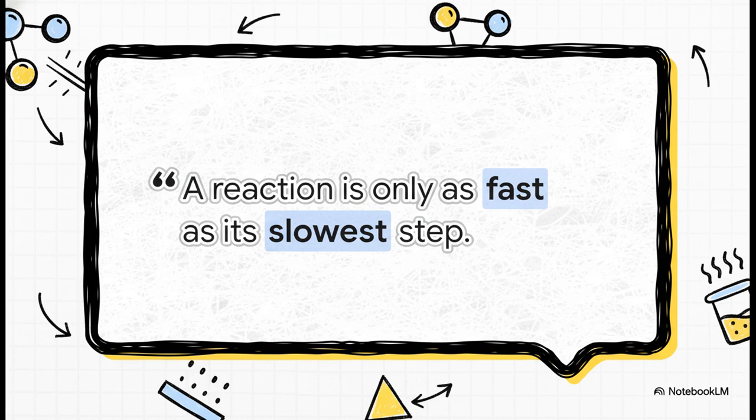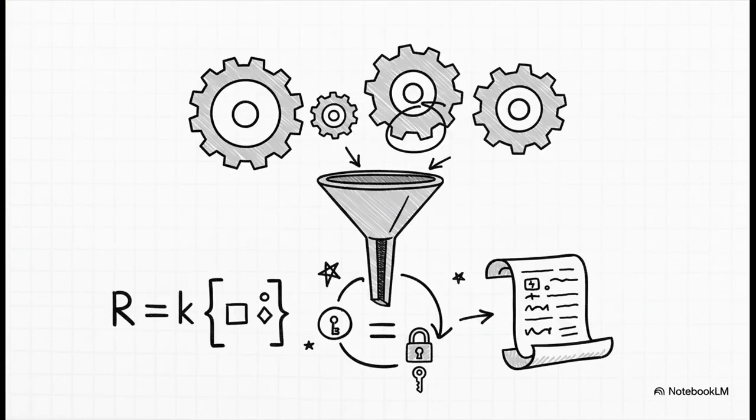Now, if you remember just one thing about mechanisms, please make it this quote: "A reaction is only as fast as its slowest step." Think about it like an assembly line. It doesn't matter how fast the other workers are. The overall speed of the line is always going to be limited by the slowest person. That slow step is the bottleneck. And that slowest step, that bottleneck, it has a special name, the rate-determining step.